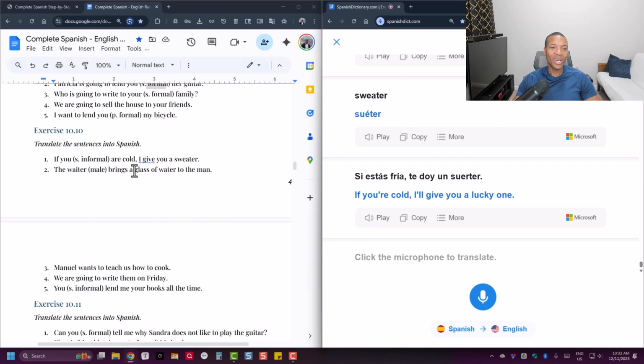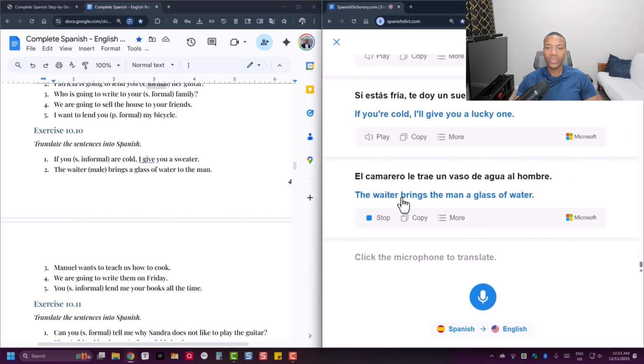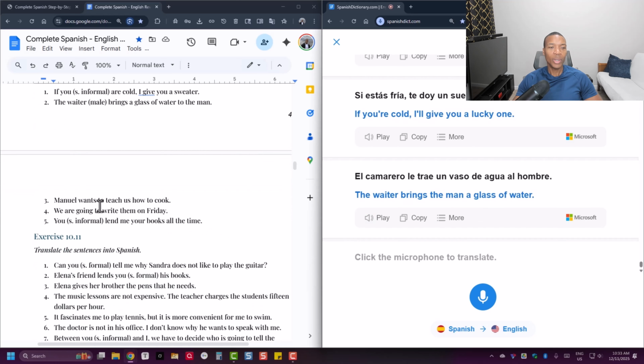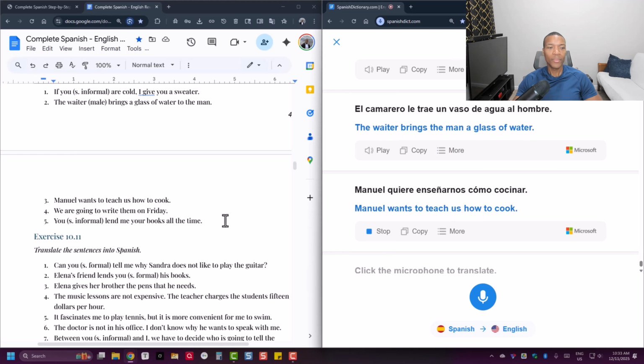The waiter brings a glass of water to the man. El camarero le trae un vaso de agua al hombre. The waiter brings the man a glass of water. Manuel wants to teach us how to cook. Manuel quiere enseñarnos cómo cocinar. Manuel wants to teach us how to cook.